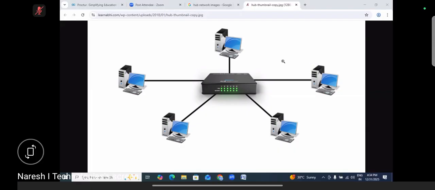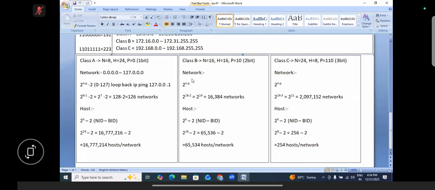With the help of Class A, how many networks can we deploy? In each network, how many hosts can we connect? How are we going to know? We are going to discuss. Guys, we'll have a few small formulas. With the help of those formulas, we are going to get the network and host counts.